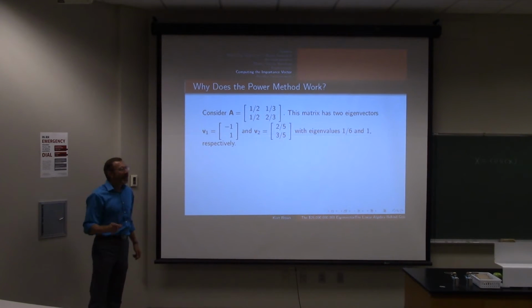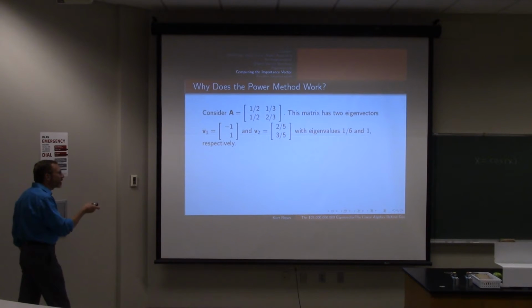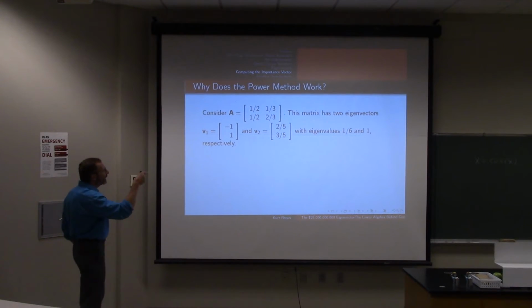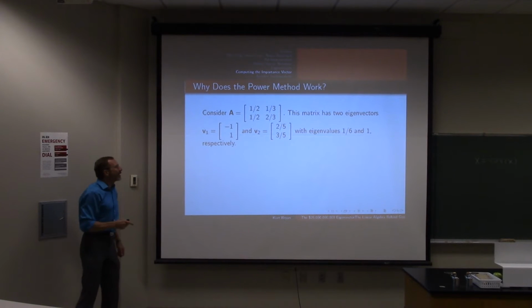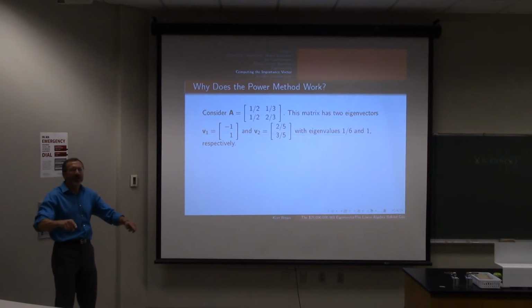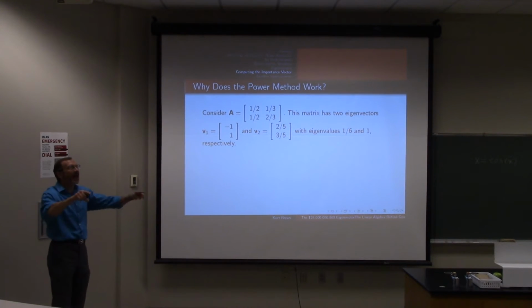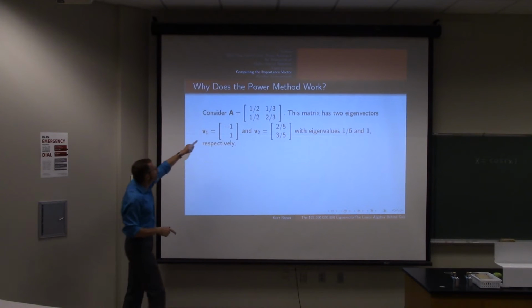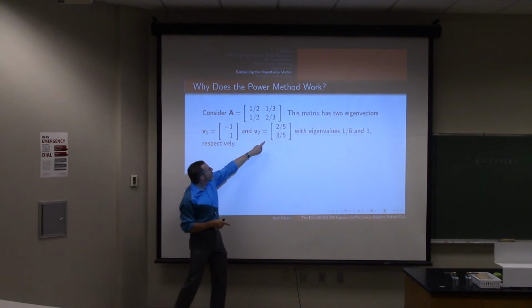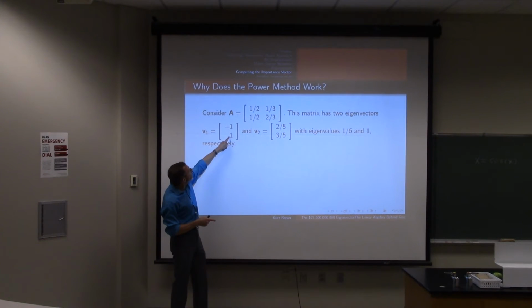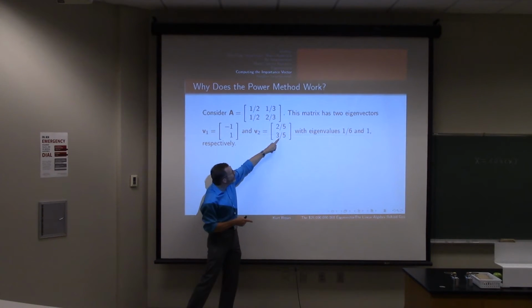Why does it work? Well, in some sense this is the core of the matrix algebra part of the talk. I could give you an abstract proof, but let me show you for that particular matrix why it works. I told you that an n by n matrix has n eigenvectors and n eigenvalues typically. So this 2 by 2 matrix has 2 eigenvectors. Here's one, here's another. The eigenvalue for this eigenvector is 1/6. The eigenvalue for this eigenvector is 1.